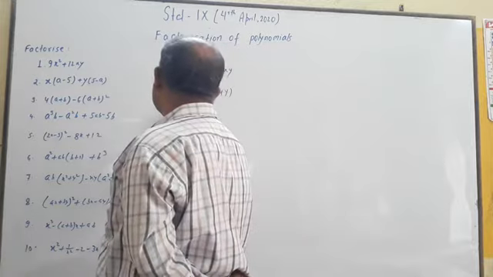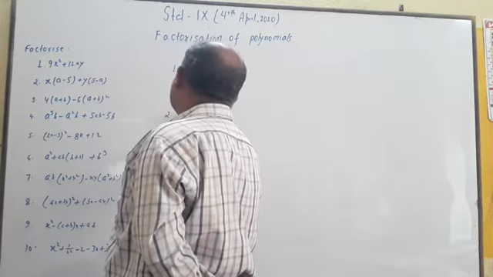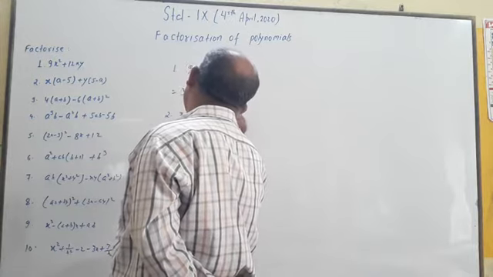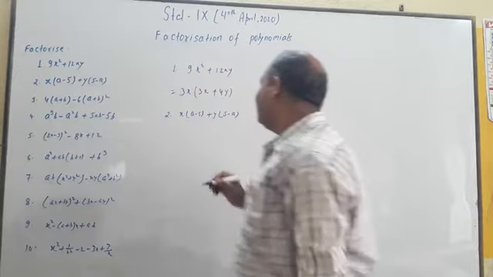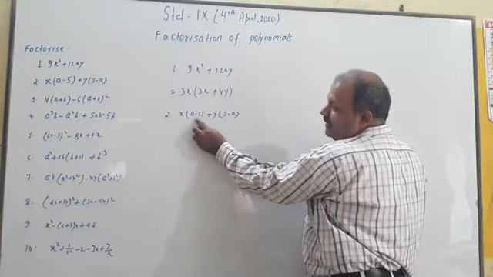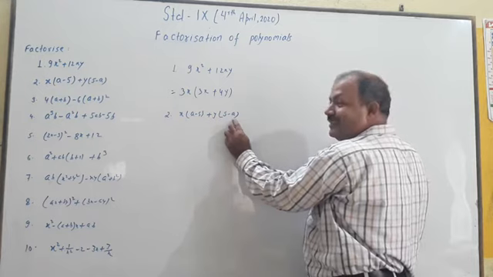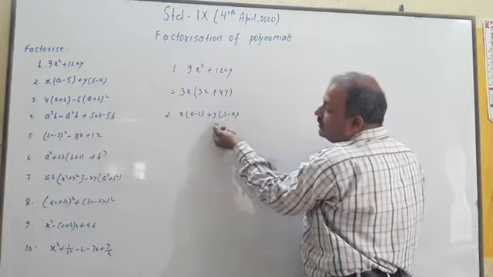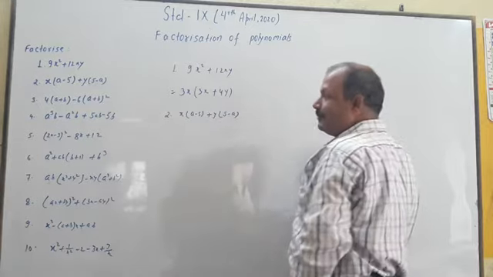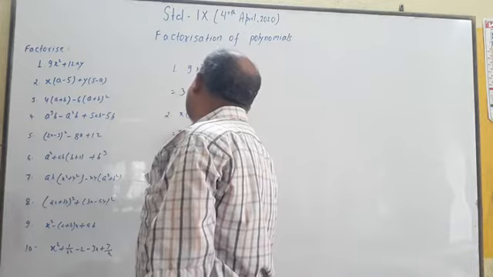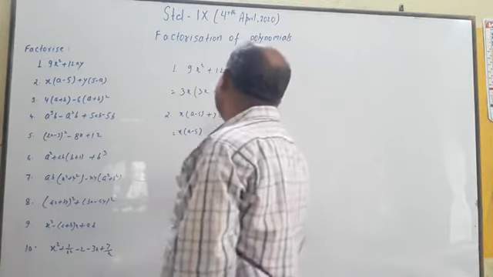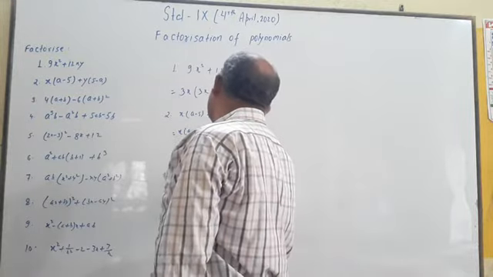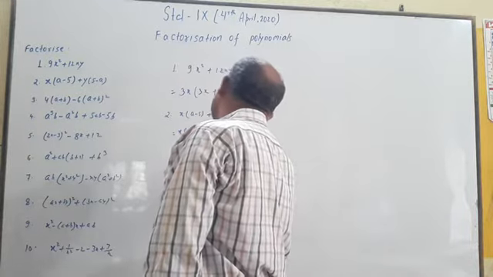Next problem, x into a minus 5 plus y into 5 minus a. Here we find there is similarity, a and 5 and a, and therefore first of all we have to turn this in the form of a minus 5. Here x into a minus 5, when we take minus as common, here it will be minus y and it will be a minus 5.